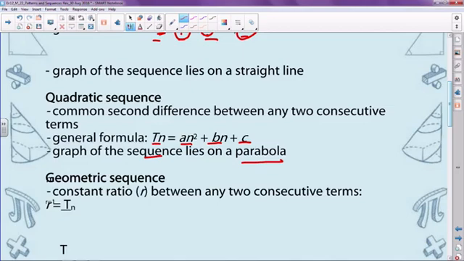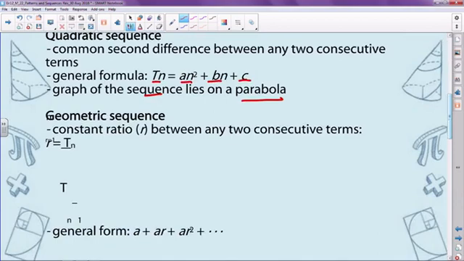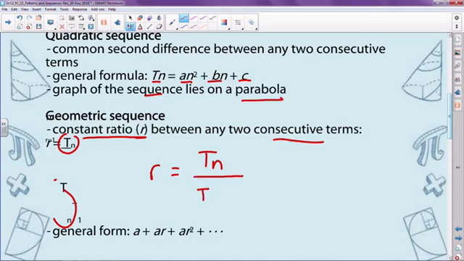Now, when we look at a geometric sequence, which again you deal with in grade 12, you'll see that there's a constant ratio R between any two consecutive terms. And I must apologize here, everything has moved all over the place. But basically what we're saying is to work out your ratio, it's your term n divided by the term just before it, so divided by term n minus 1, and that's how you would work out the constant ratio.